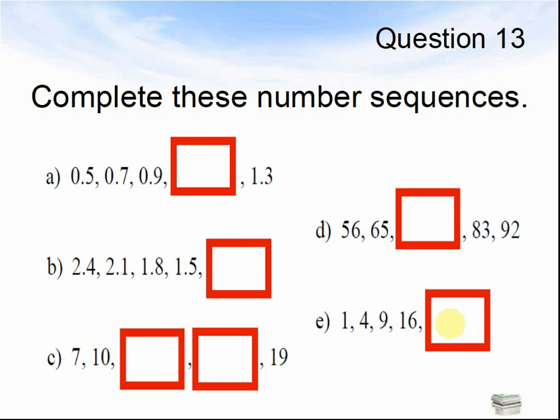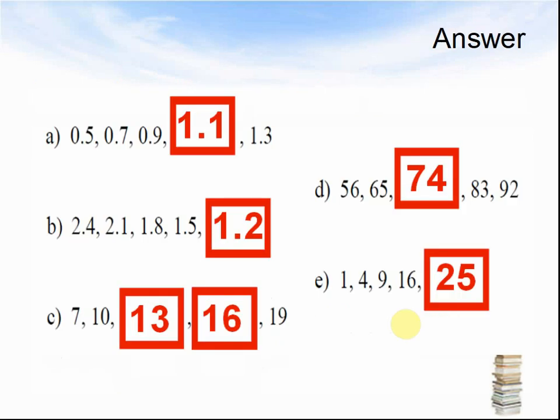Here come the answers. The answers are A. 0.5, 0.7, 0.9, 1.1, 1.3. B. 2.4, 2.1, 1.8, 1.5, 1.2. C. 7, 10, 13, 16, 19. D. 56, 65, 74, 83, 92. And E, 1, 4, 9, 16, 25, because they are squaring numbers. Let's look at the next question.